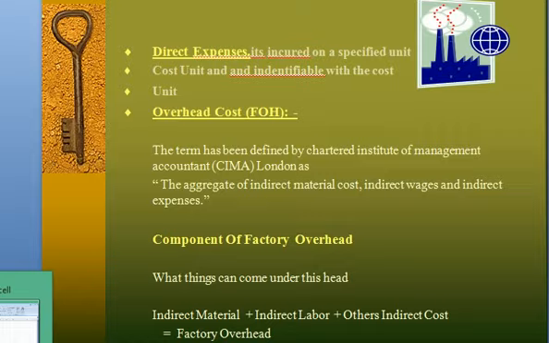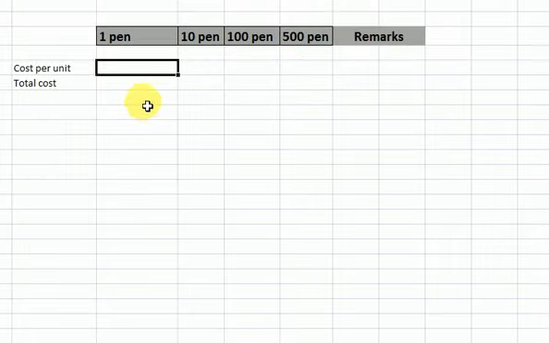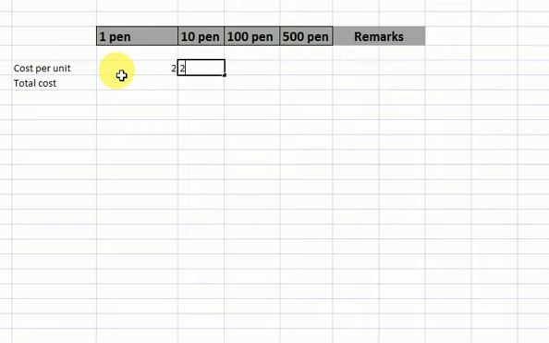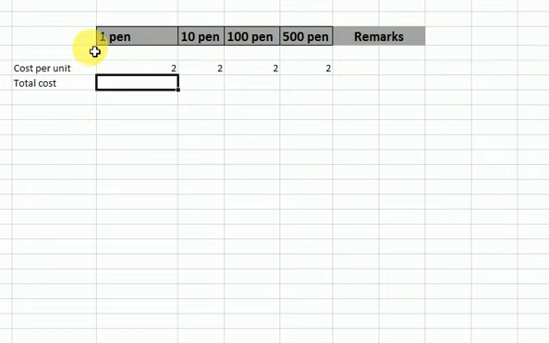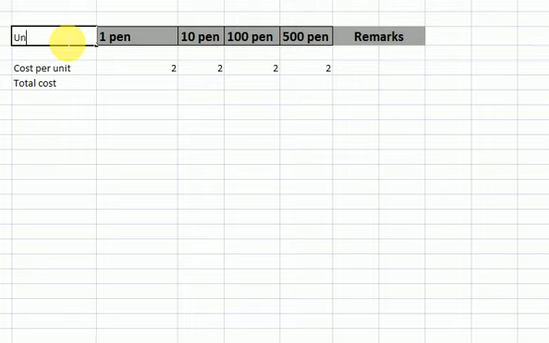Look at, we have a unit of 1 pen, 10 pen, 100 pen, 500 pen. Unit cost of pen is $2. Similarly, that is fixed. So what will be the total cost? Total cost is per unit cost multiplied by number of units. So these are the units.